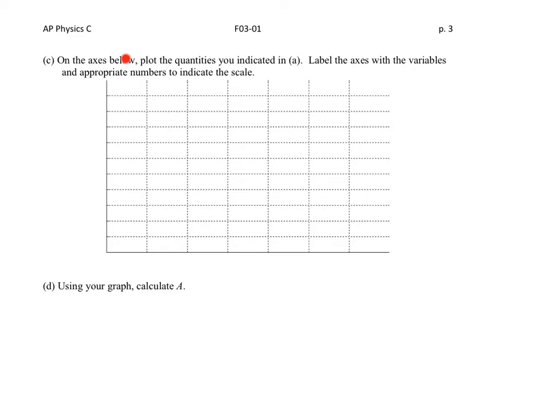Part C. On the axes below, plot the quantities you have indicated in A. Label the axes with the variables and appropriate numbers to indicate the scale. So, again, things to stress: label the axes, and use both the variables and the numbers to indicate the scale. So we've got a lot of things going on there, even though it's not too bad. But for us, it's going to be straightforward. How do we check the scale to be right?